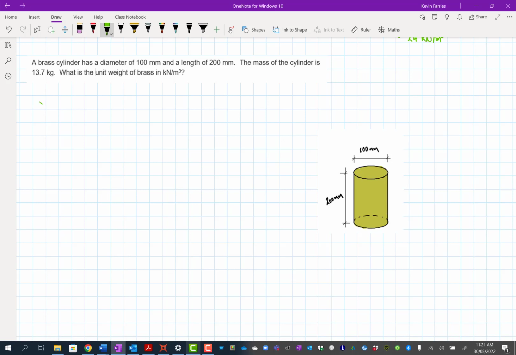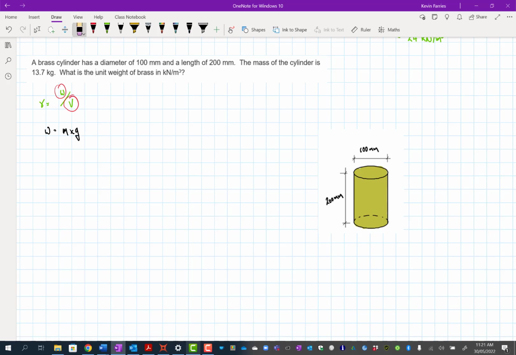This is just thinking. I'll write it in green to show it's just what I'm thinking about. It might be something you write at the side. So we know that unit weight is equal to the weight of an object divided by its volume. We're going to have to figure out the weight of this brass cylinder, because at the moment we've been given mass, and we're going to have to figure out the volume of the cylinder. Start with the easy one first. We know that weight is equal to mass times acceleration due to gravity.